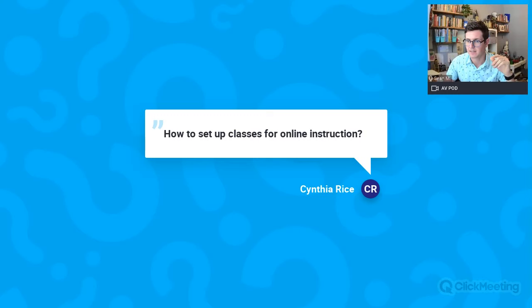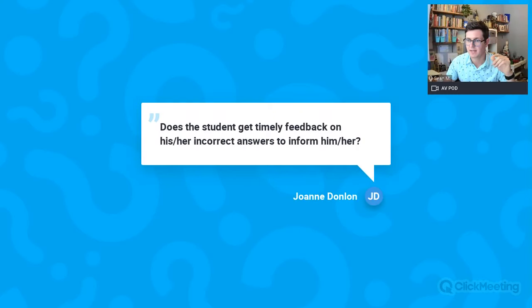Let's see. Does the student get timely feedback on his or her incorrect answers? Yes, they get immediate feedback. As soon as you submit an answer, it can't be taken away. No back button will work. They get immediate feedback. That was correct. Or they get a, oop, you struggled on that one.